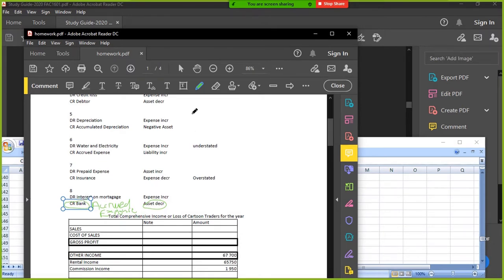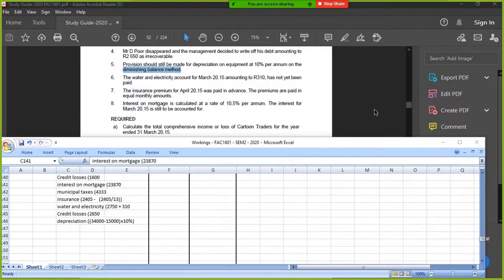You're obviously debiting the interest on mortgage, and you're going to show the interest that hasn't been paid. Notice the interest for March is still to be accounted for. It hasn't been accounted for. You haven't paid it. You can't affect bank. It needs to be credit accrued expense, accrued interest expense. Try work out the amount. What is the amount going to be? When you have the answer, send it to me on WhatsApp so I can see it. And then we can check it.